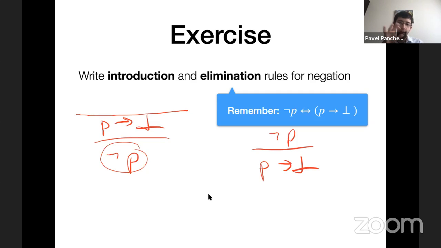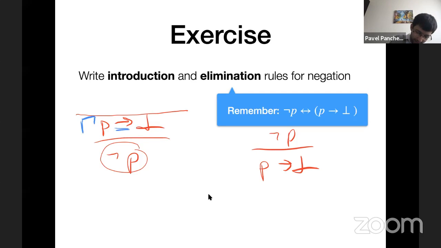So who remembers the rule for introducing implications? We've got an implication here below the line that we want to somehow introduce by writing stuff above the line. Okay, so if you remember, implication involves reasoning about hypotheticals. So to introduce not P, we need to prove that P implies false. That means we need to know that assuming P, false is true.